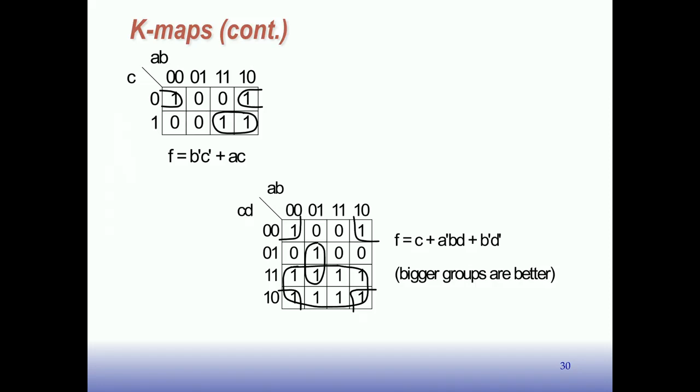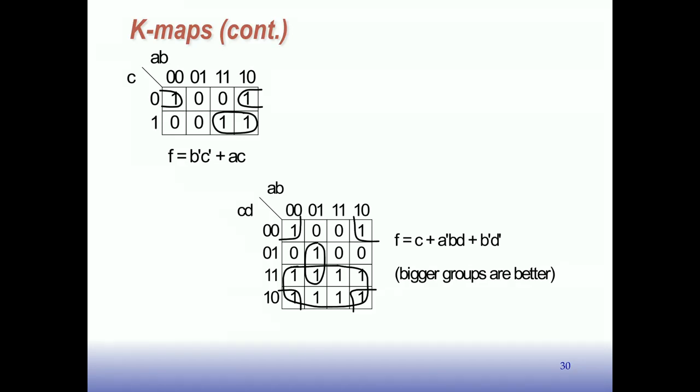That's this one here. This big group of ones: you can see the bigger the group, the more compact, smaller the product term is. This is going to be just C, right? Because A and B all vary here. C is constant here with a 1, so that's C. And then what's left is a single 1 here.